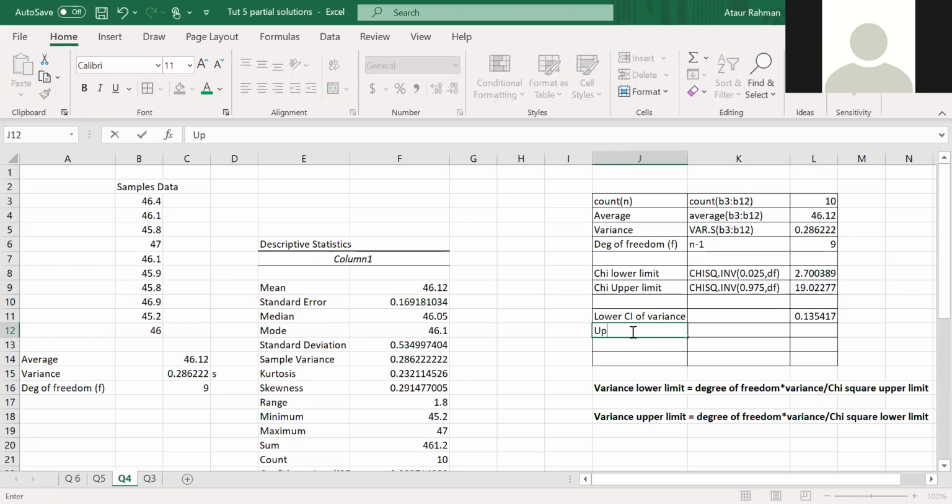And the upper CI of variance is the degree of freedom, which is 9, times the value of the variance there, divided by the chi-square lower limit here.